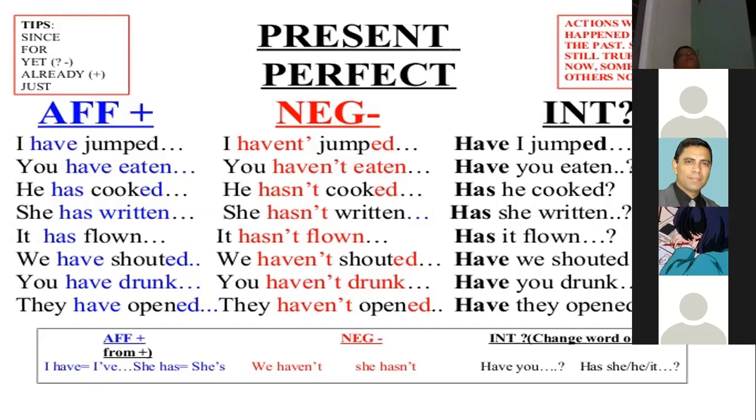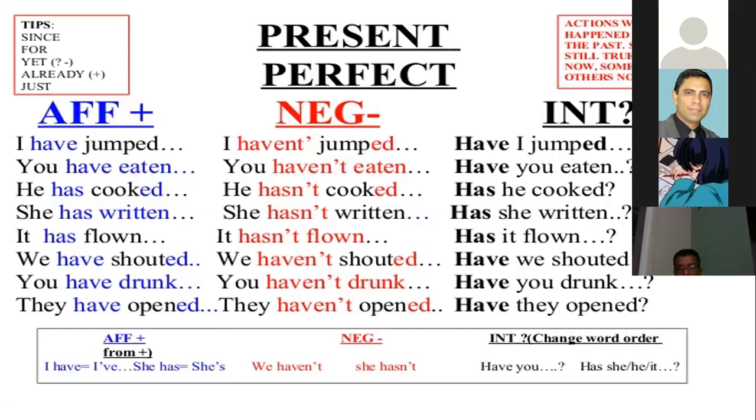Okay, the negative, we say we haven't, she hasn't. Repeat, we haven't. She hasn't. Okay, very good. So let's repeat the affirmative sentences.